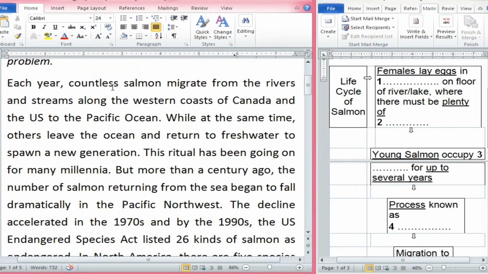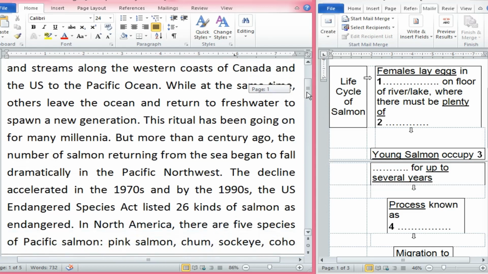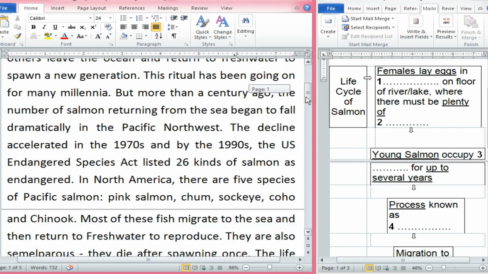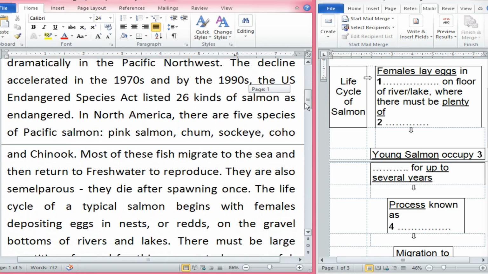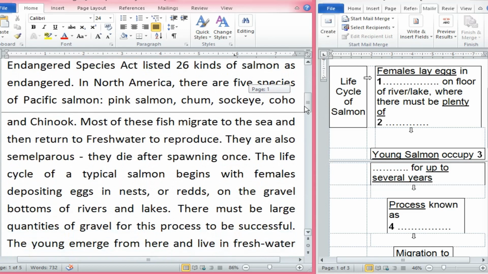I don't have to read each word, word for word, that is not important. I just have to search for the words female lay eggs. So I will read like this. No, no female lay eggs. Sometimes it takes a lot of time. So far, we have not got anything which says that female lay eggs.